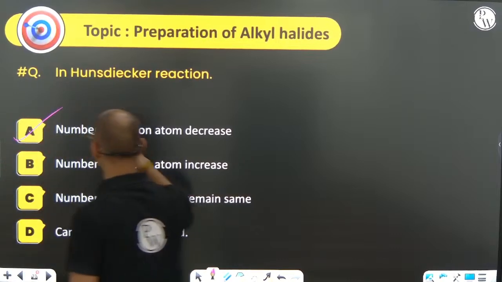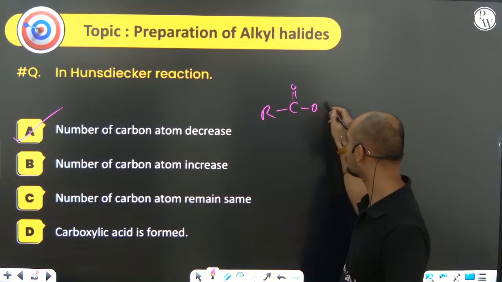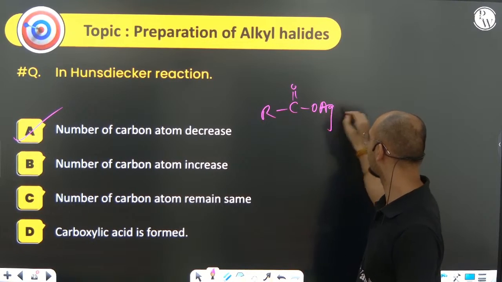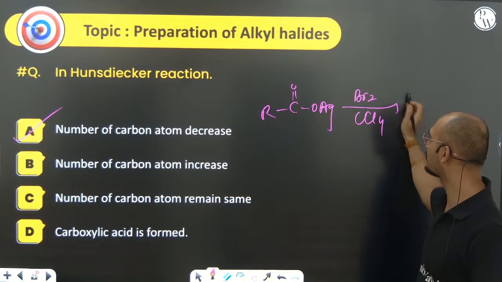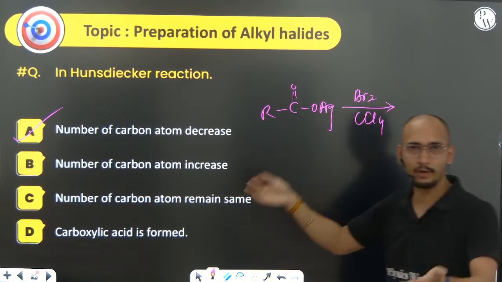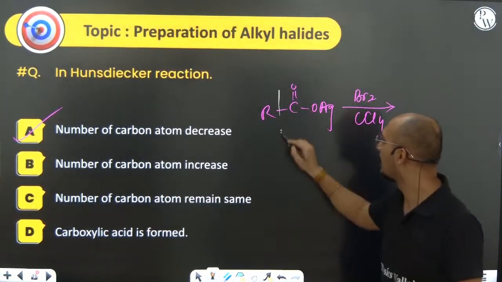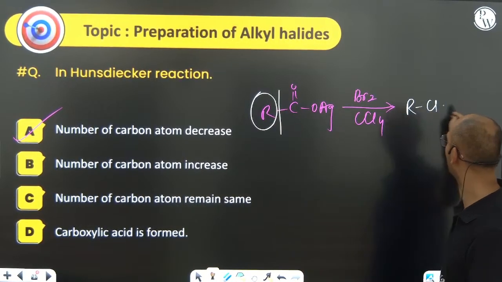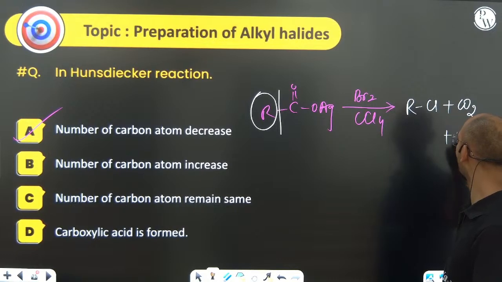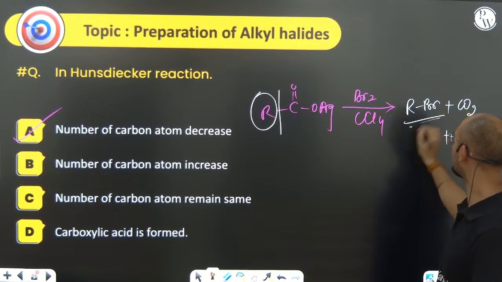What is the Hunsdiecker reaction? Consider, for example, RCOOAg is there. When it reacts with Br2, I am taking it in fast forward. We know this whole reaction is a very important, very beautiful reaction. So what happens ultimately? I am directly telling you. You have to form RCl or RBr, plus CO2, plus AgX or AgBr, whatever is there. So this is something that happens.